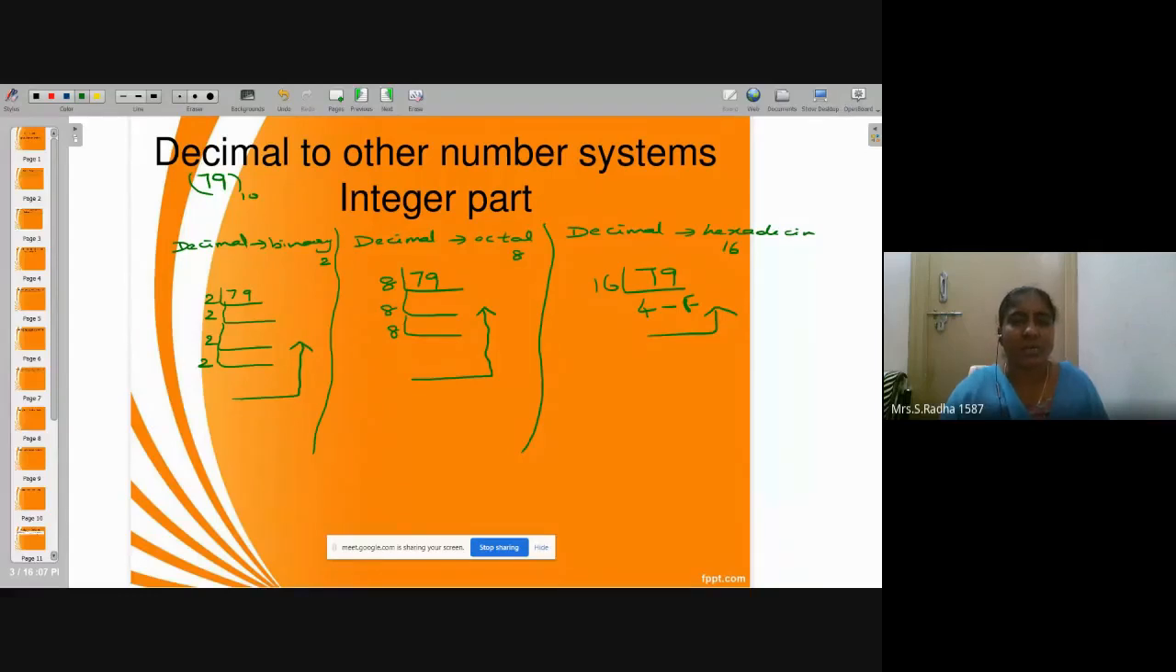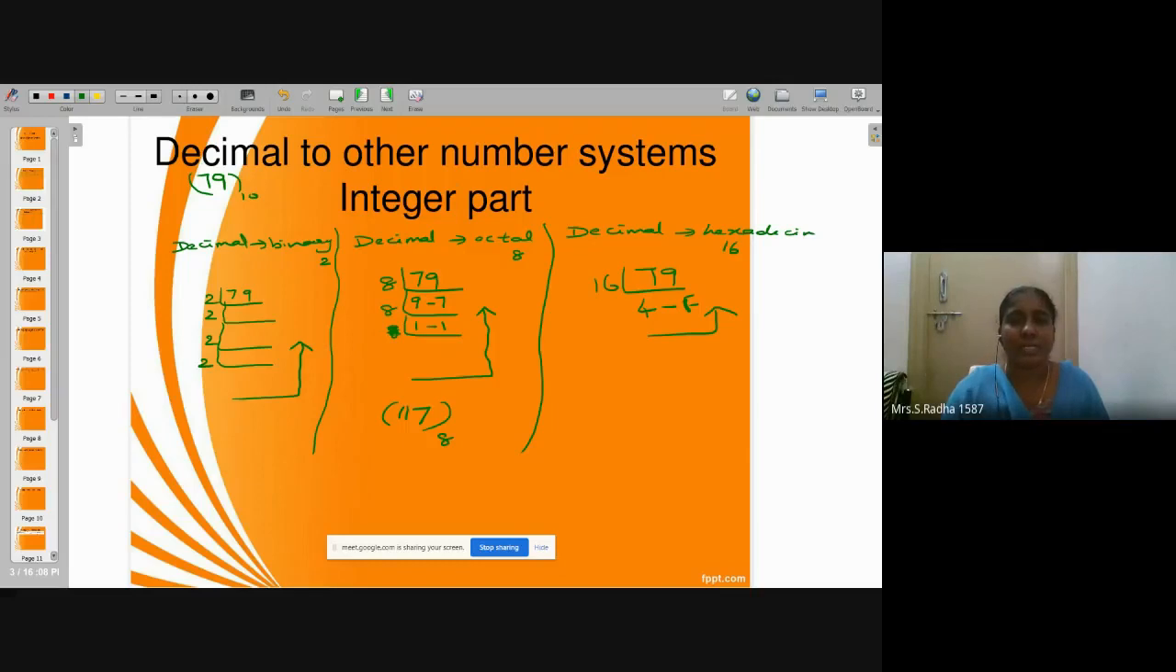If you come to the decimal to octal conversion, 8 9s are 72, and you have remainder 7. Okay, and further division possible. Wait 1 minute. 8 9s are 72, and then you have remainder 7. Now further division, 8 1 is 8, and then remainder is 1. Further division not possible after here. So the equivalent is 117. And this is the equivalent octal number for 79. And coming to binary, similarly you have to do.